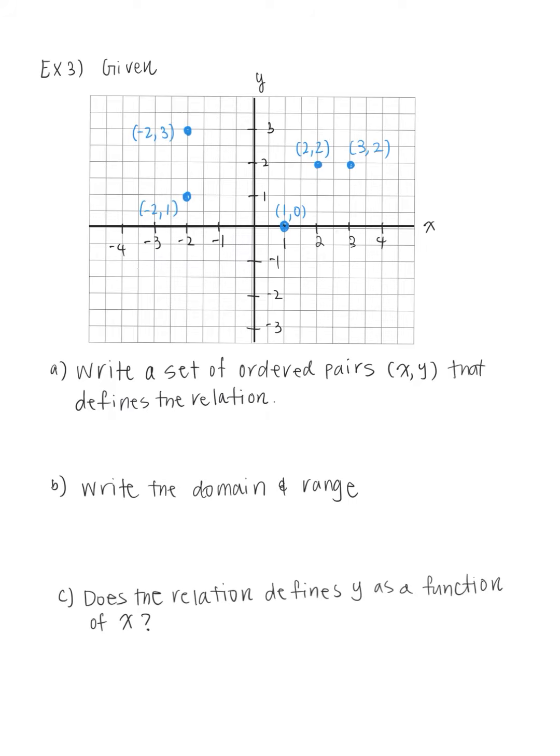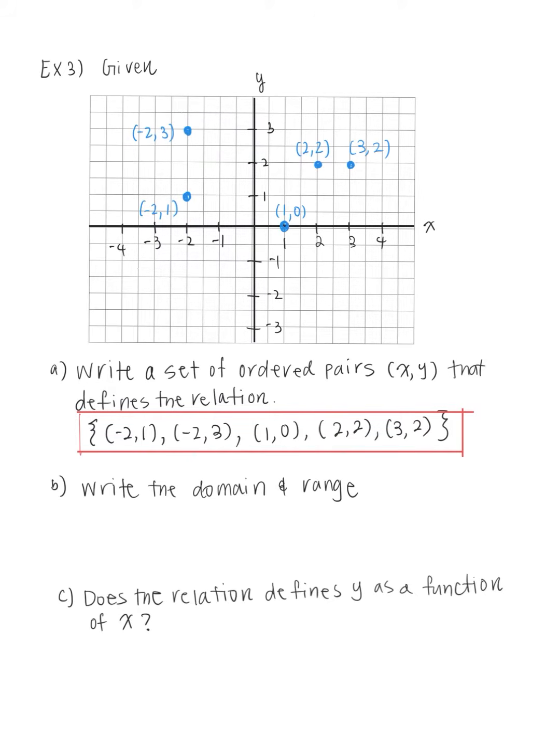Let's look at example 3. Given this graph, part A, write a set of ordered pairs x, y that defines this relation. I think that portion is pretty easy. All you have to do is write down all the coordinates. So here you're going to have (-2, 1), and then another one is (-2, 3). And then we got (1, 0), and then (2, 2), and then (3, 2). So that one wasn't too bad.